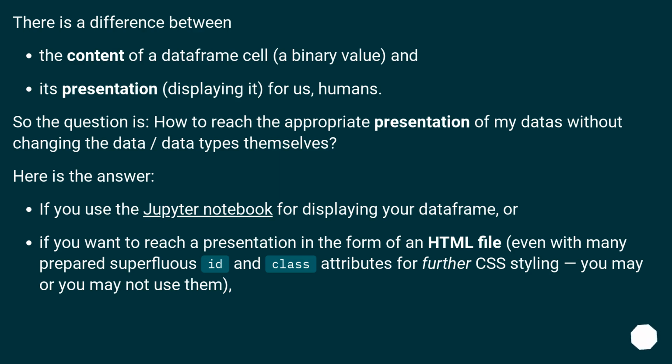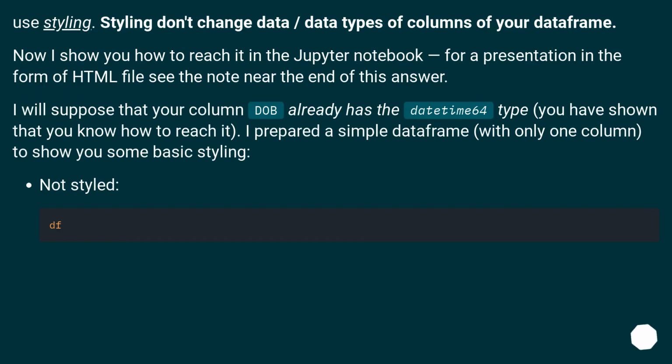If you use the Jupyter Notebook for displaying your data frame, or if you want to reach a presentation in the form of an HTML file, even with many prepared superfluous ID and class attributes for further CSS styling, you may or you may not use them. Use styling. Styling doesn't change data types of columns of your data frame.